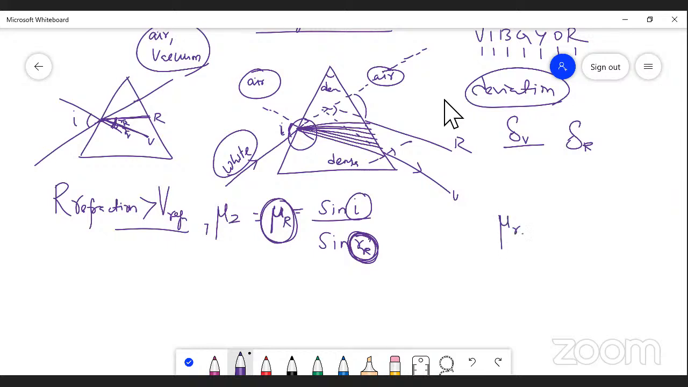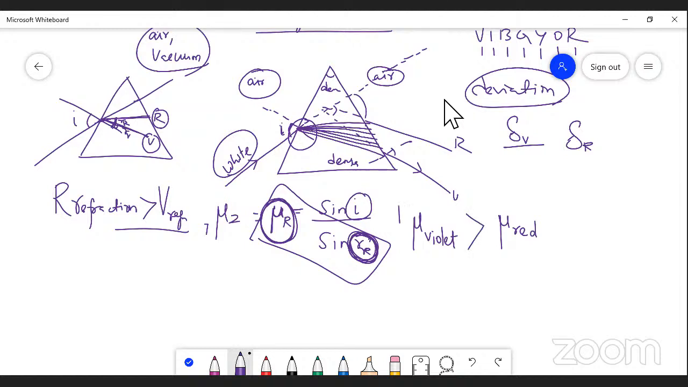Mu red and mu violet. So which one has the minimum refractive index? The angle of refraction in the medium of the prism is maximum for red color, and violet has minimum refraction. The angle of incidence is the same for all colors, so the angle of refraction is maximum for red and the refractive index is minimum for red. According to Snell's law, mu is equal to sin i divided by sin r. So which color has the maximum refractive index? The refractive index of violet is maximum.